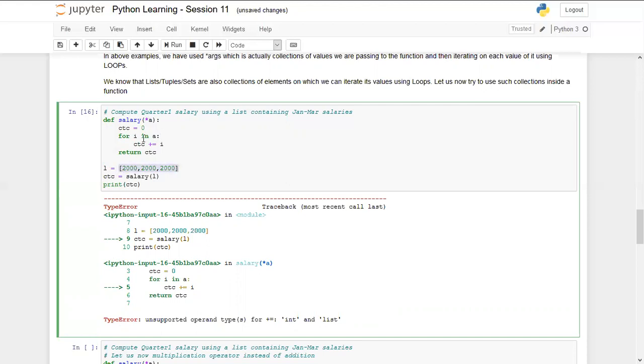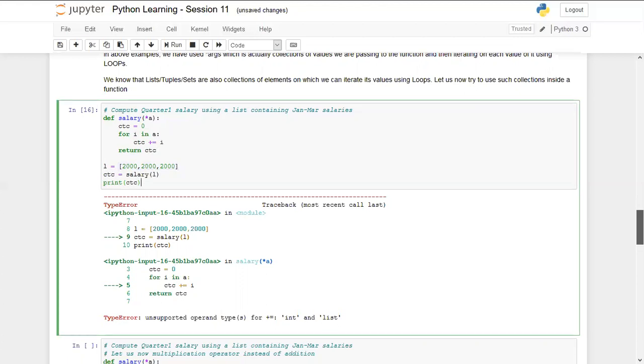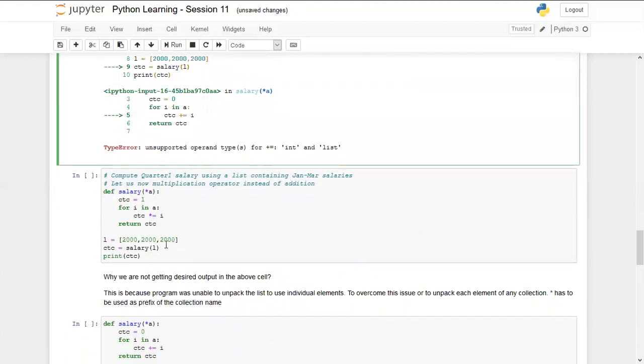So it is saying that I holds the value as this complete list, and we are trying to add an integer, which is CTC, plus this list. This is not possible. You cannot add an integer with a list. You can add integer plus integer or list plus list, but a mix and match of integer and list is not possible. So to overcome this issue, what you have to do is use star L instead of L.